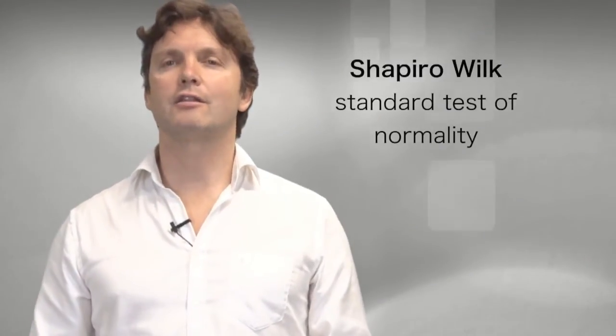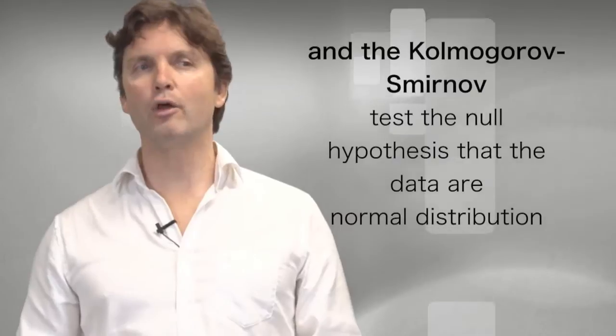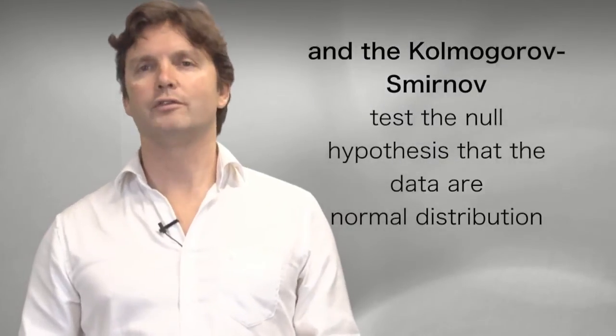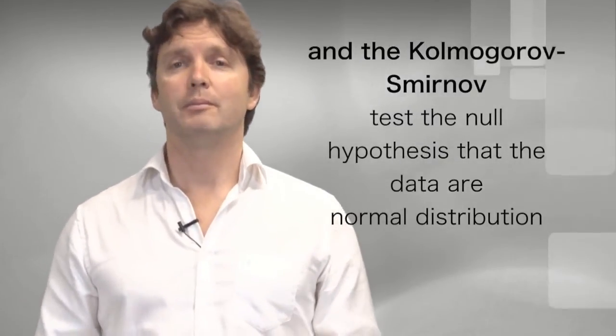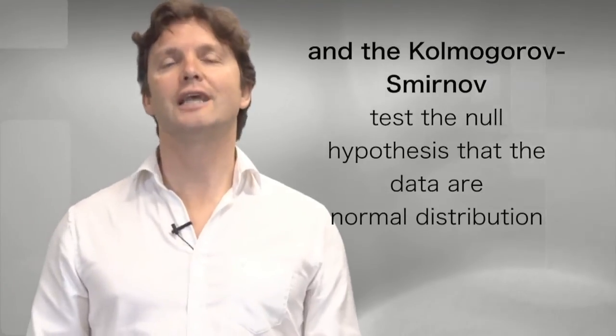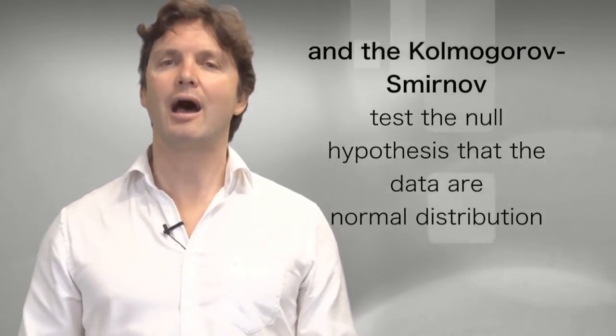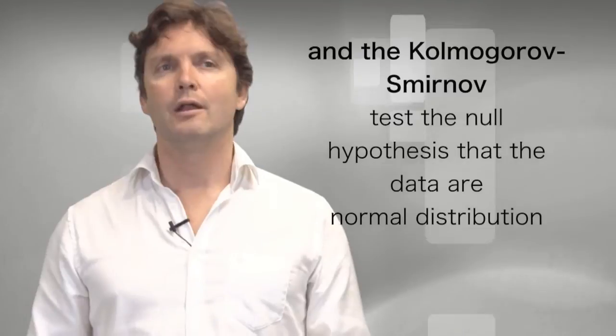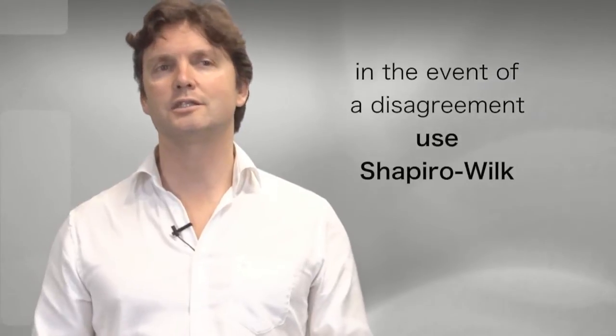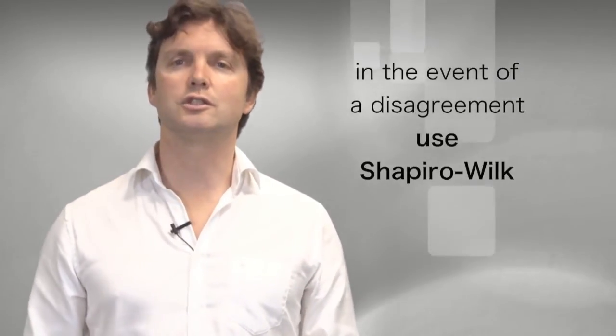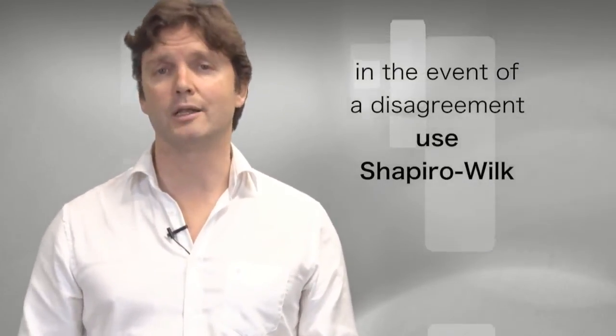Now, the Shapiro-Wilk is a standard test of normality. Both it and the Kolmogorov-Smirnov, which is a bit of a mouthful, test the null hypothesis that the data are normally distributed. They often lead to the same conclusion, but in the event that there's disagreement between these two types of tests, please choose the Shapiro-Wilk test of normality.